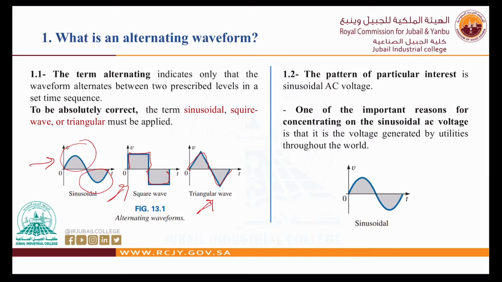Now, the pattern of particular interest is the sinusoidal AC wave. One of the important reasons for concentrating on the sinusoidal AC voltage is that it is the voltage generated by utilities throughout the world. That's why we are going to focus on the sinusoidal wave only. We are not going to have any information regarding the square wave or the triangle, because we are having AC like this one, a sine wave, almost in Saudi Arabia and all the utilities around the world.